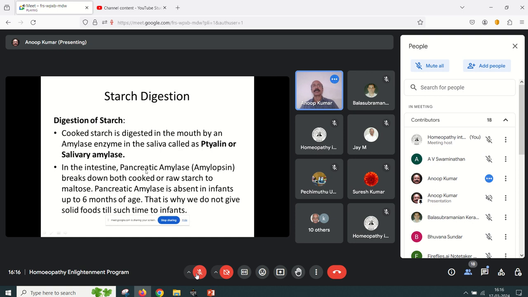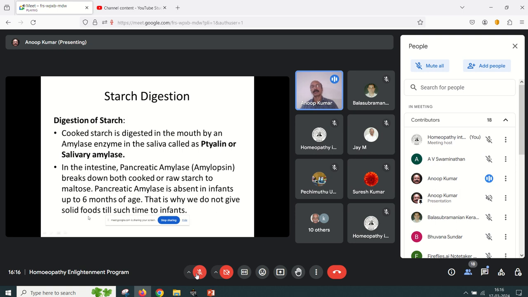In the intestine, pancreatic amylase breaks down both cooked and raw starch into maltose. So if you don't cook the starch, it will be worked on from inside the intestine. Pancreatic amylase is absent in infants up to 6 months of age. So if you give infants uncooked raw starch, they will not be able to digest it.